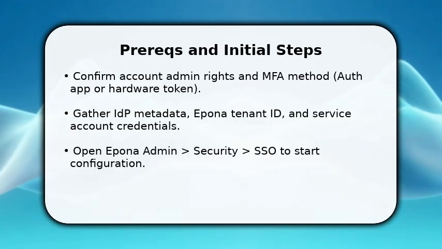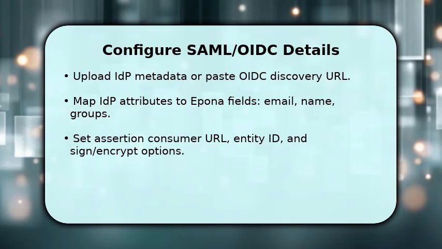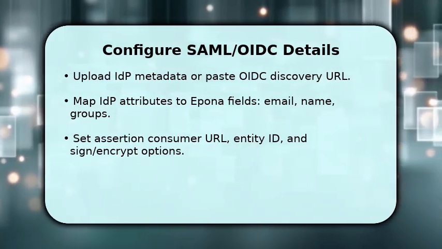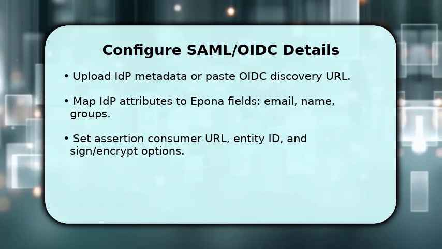You now configure the protocol specifics so authentication flows correctly. If using SAML, upload IDP metadata and set the assertion consumer URL and entity ID. If OIDC, paste the discovery URL and client secret.